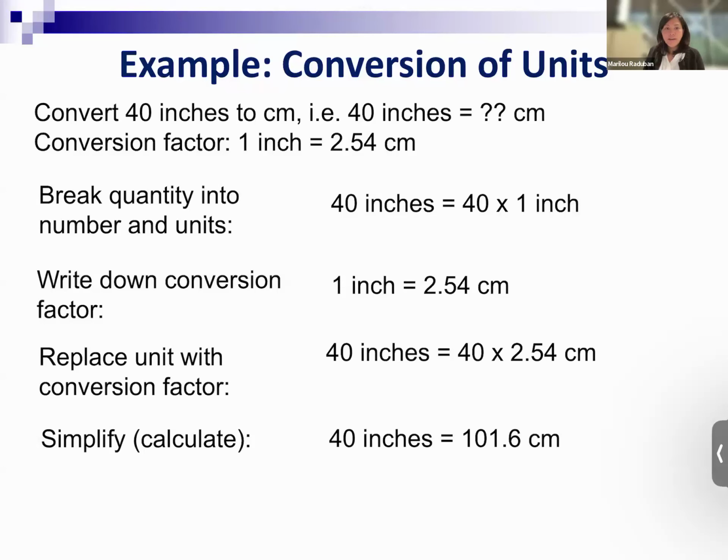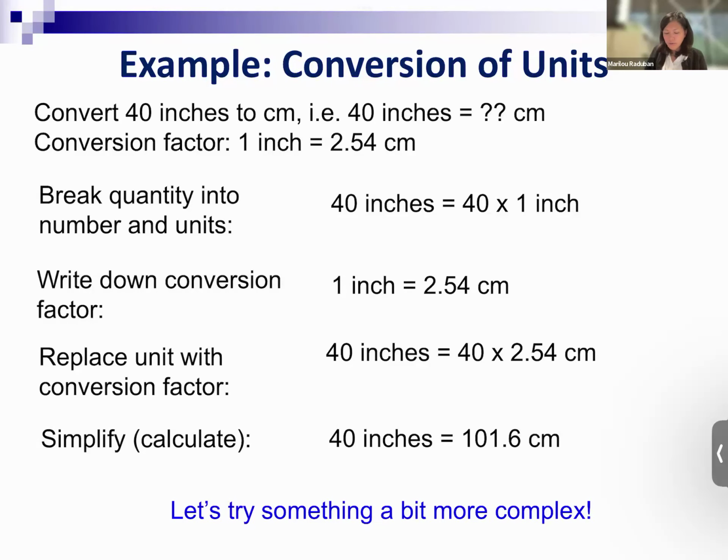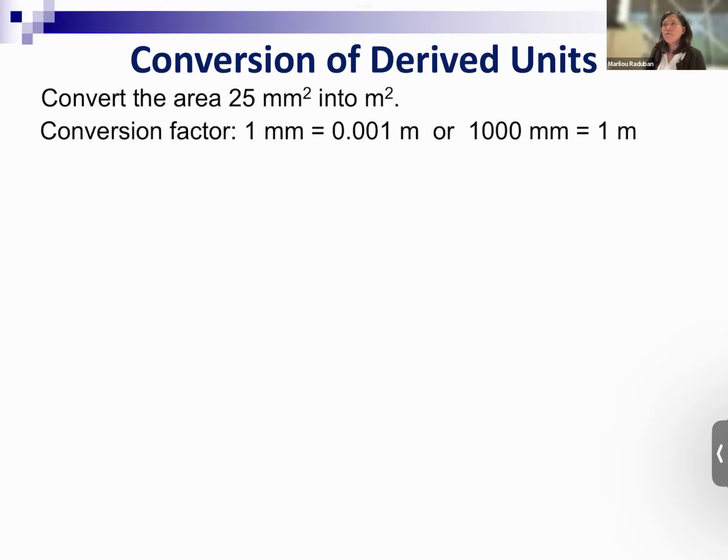Good. Any questions about unit conversion? All right, so if no questions, let's try something a bit more complex. And I'll give you maybe 1 or 2 minutes, a few minutes to try and figure this out. And then we will look at the solution. So convert the area, 25 millimeters squared or square millimeters, into meters squared or square meters.